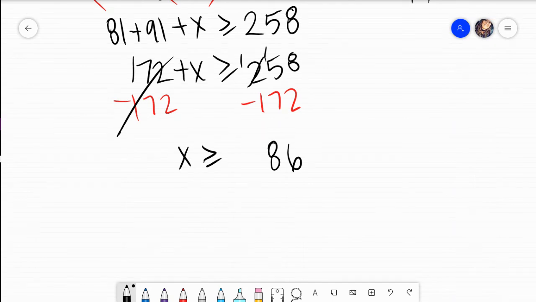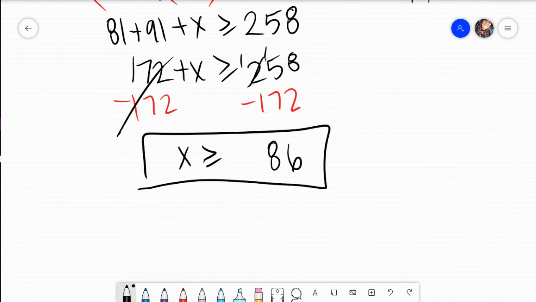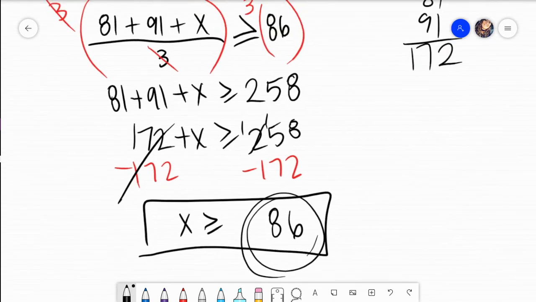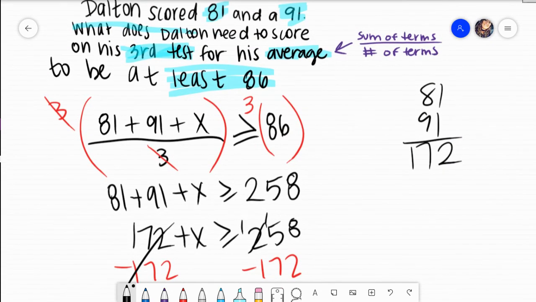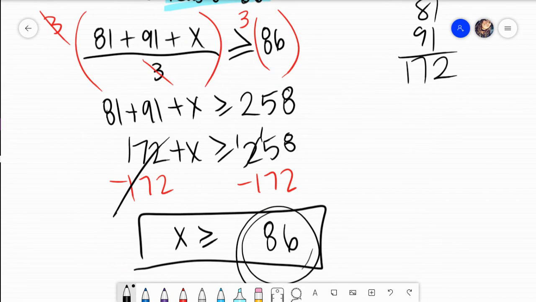There we go. Dalton needs to make at least an 86. So that's saying it can equal 86. But of course, ideally, he makes greater than 86. Okay, so his third test score needs to be greater than or equal to 86. And doing so will make sure that his average is at least 86. That's not always going to work out that way, though, y'all.